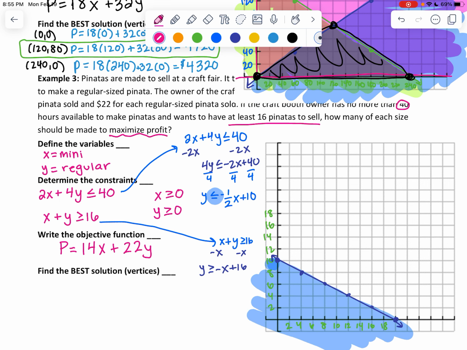Okay, the next one is y is greater than or equal to negative x plus 16. So we're going to start at 16 for the y-intercept, and then our slope is negative 1. So that's down 1 over 1, down 1 over 1, down 1 over 1, and we're going to keep going with this slope all the way down here. And then for this equation, it's y is greater than the line. So we're going to shade actually above this one here. That's everything above.